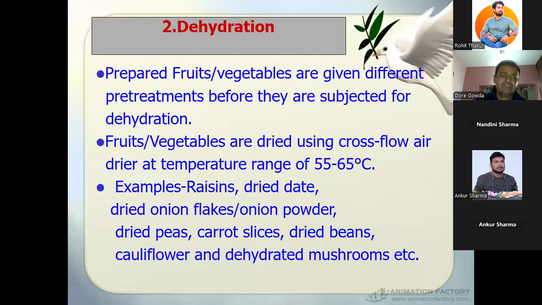After that, they are dried in a cross flow dryer at say 55 to 65 degrees. Some of the commonly made dry products in India are raisins, dried dates, dried onion flakes, onion powder, dried peas, carrot slices, dried beans, cauliflower, and dehydrated mushrooms. Like this, so many fruits and vegetables can be preserved by drying or dehydration.